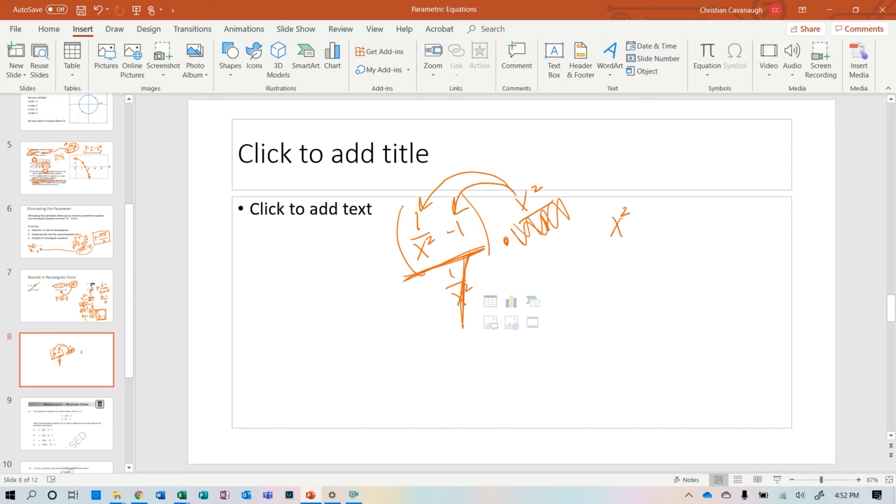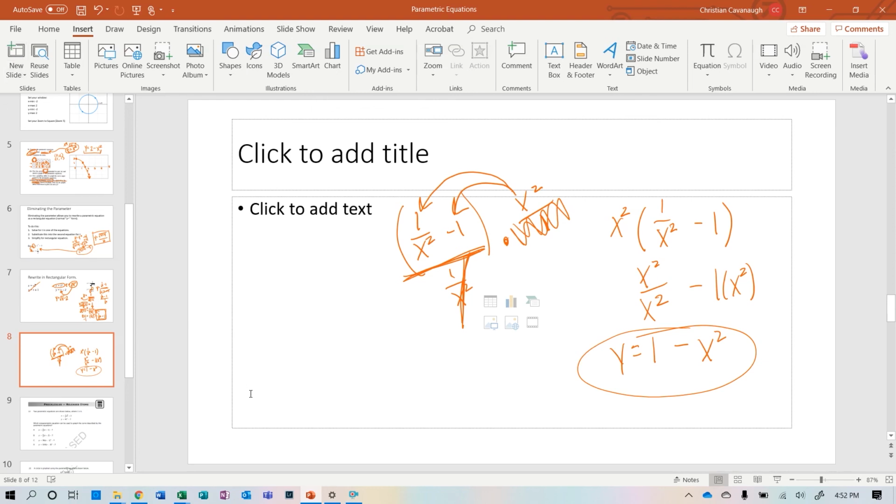So I would have x squared times 1 over x squared minus 1. X squared times 1 over x squared is going to be x squared over x squared. And then minus 1 times x squared. And so then x squared over x squared is going to become 1, minus x squared. And so we would have y equals 1 minus x squared. So that took a really long time to get to. It became pretty ugly at times, but that is one way to eliminate that parameter.